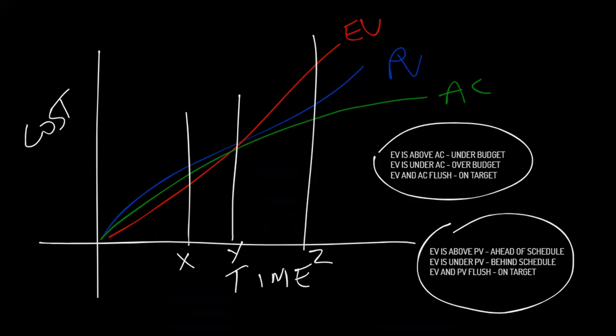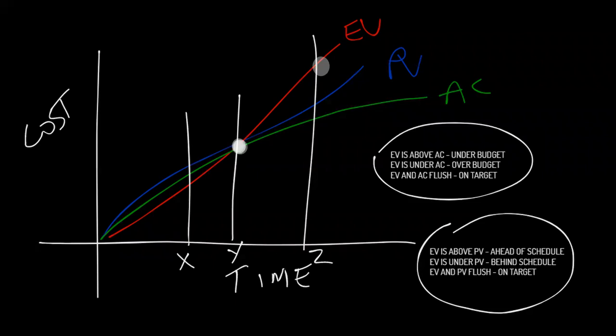What about point Y? The idea at point Y, though not exactly accurate, I'm going to help you with this one to get the impression that they are all superimposed at that point. And that means right on target, okay? If EV and AC are flush, it means that you're on target. What about the final one? EV is above both of them. That means you're ahead of schedule. That means you are under budget at this point, okay?